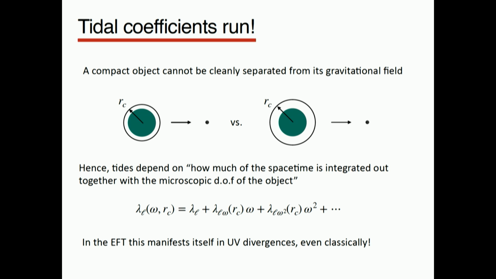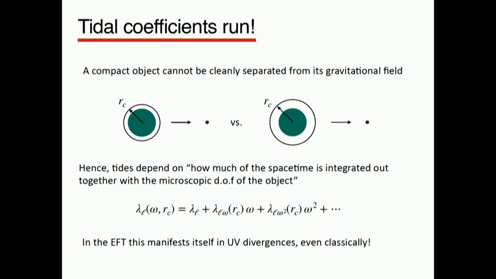Okay, another prediction for this EFT is that tidal coefficients will actually run. Even in classical GR, they're going to undergo renormalization group running. Okay, so the intuition for this is very simple: a compact object in a nonlinear theory, when you replace it by a point particle, cannot be cleanly separated from its environment. You need to tell me how much of the gravitational field you're integrating out together with the object when you're going to the point particle description. And there's a dependence on this cutoff radius that you choose.